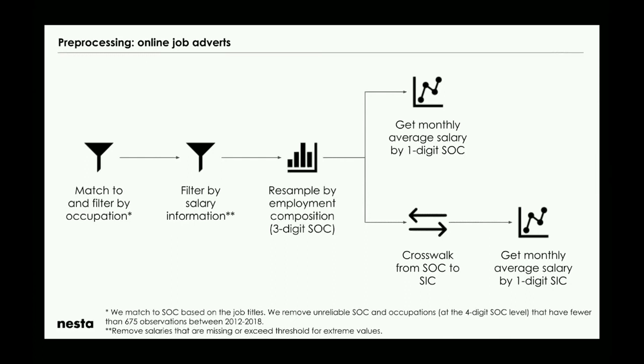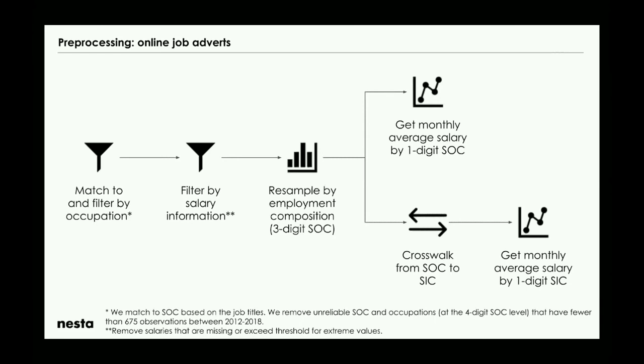This left us overall with around 14 million job adverts remaining. And the next step in this case is to correct for some of the biases. Job adverts can sometimes be biased toward high-skilled professional occupations. To change this, we resampled the data set so that it mimicked the composition of employment by 3-digit SOC.